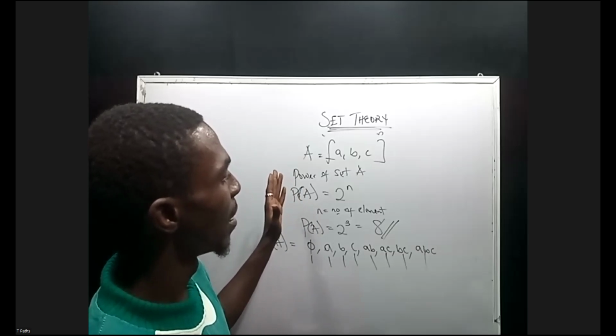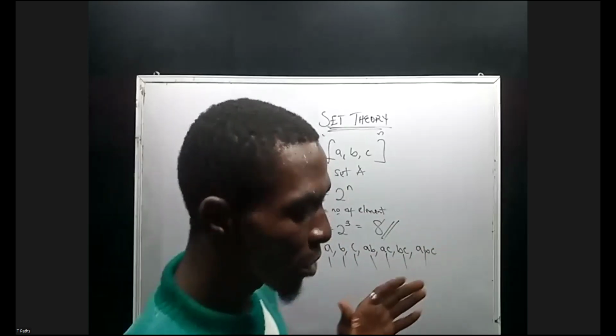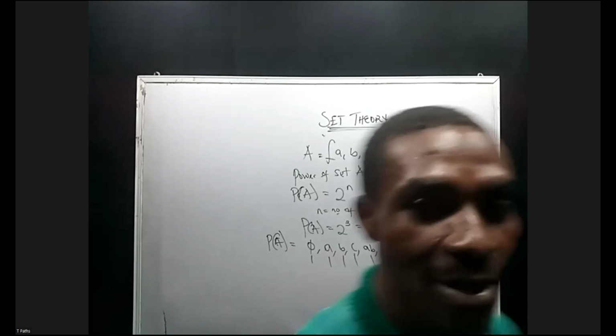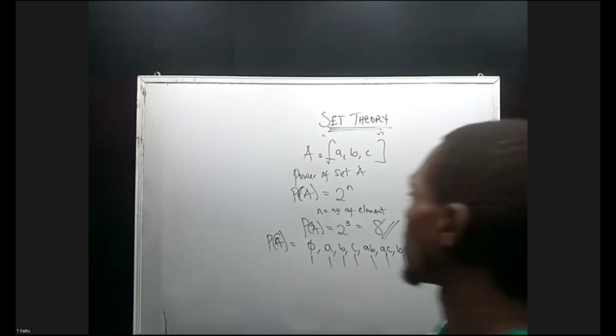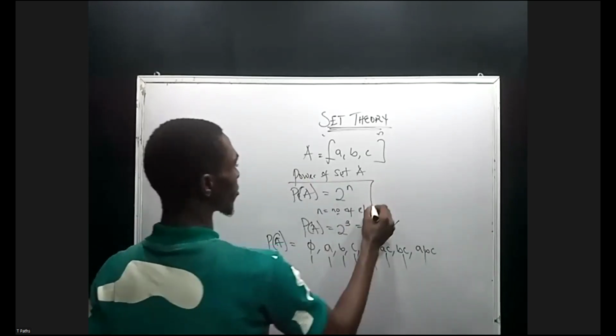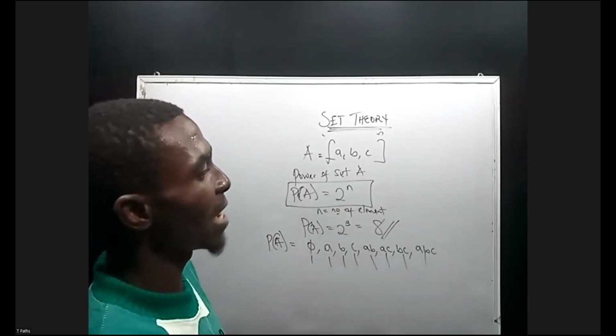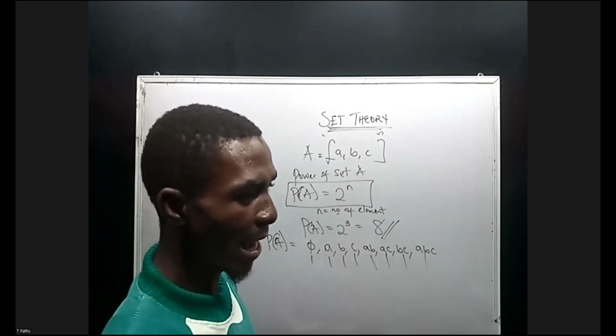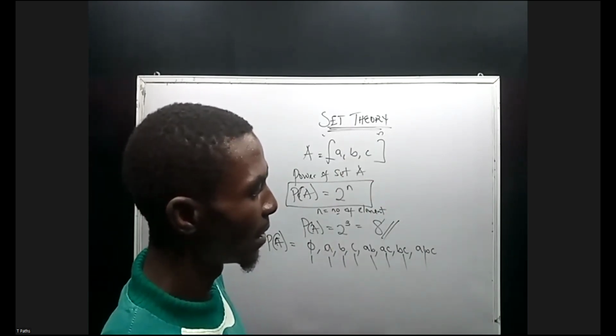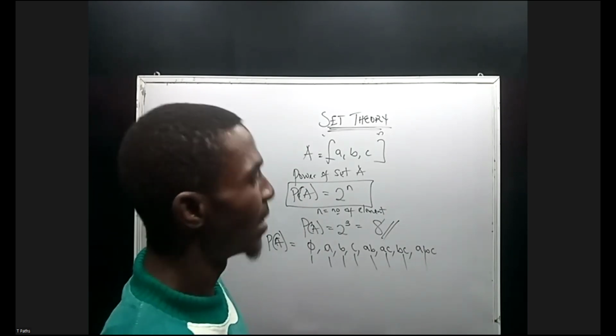Sir, I don't understand. Do you see the same power of a set I'm solving? This is the formula guiding it. Take note of this formula. Whenever you are told to find power of a set, it is 2 raised to power n. Are we together?